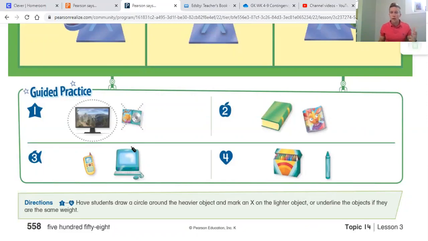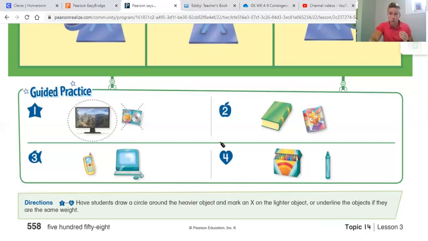Now, they're not giving you the scale. They don't show you the scale, so you can't see. But if you were going to put a TV on one scale and the CD on the other side, which one would drop lower? Which one would be heavier? You circle the one that's heavier, and you X the one that is lighter. Remember, lighter goes up, heavier goes down. Okay? Think about that when you're doing this next one. Okay? You can do all these problems on this page by yourself.